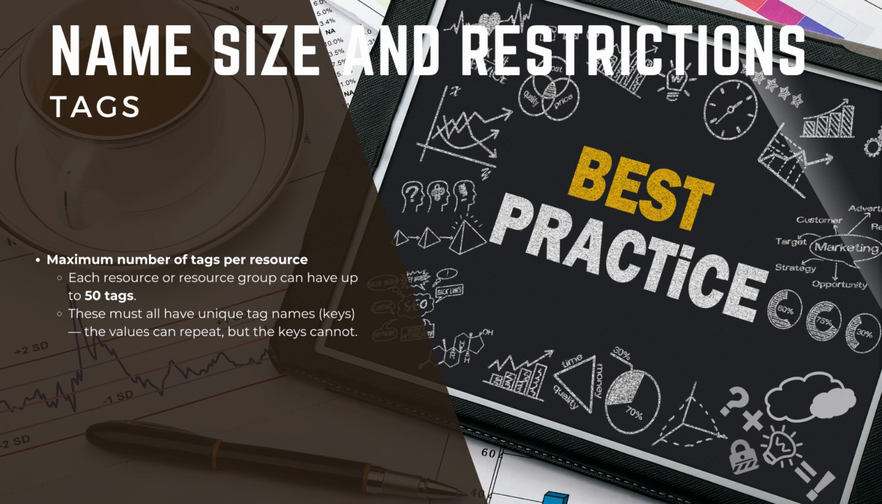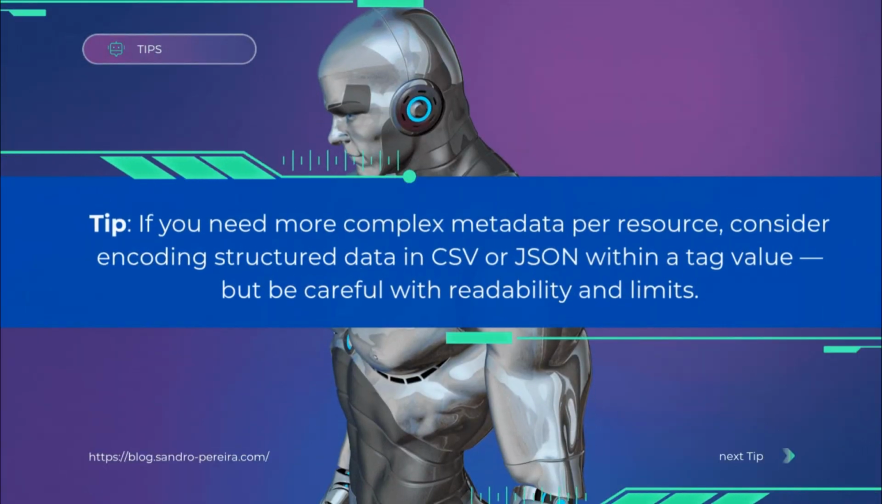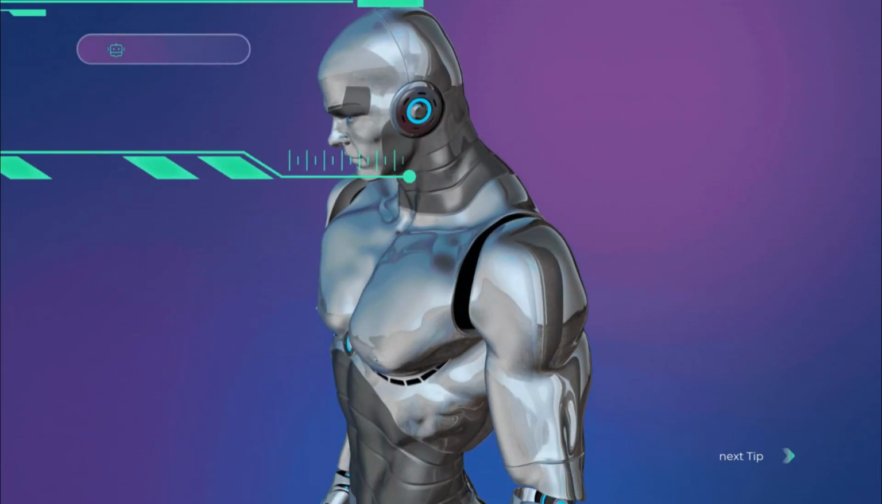Maximum number of tags per resource. Each resource or resource group can have up to 50 tags. These must all have unique tag names, keys. The values can repeat, but the keys cannot. Tip: if you need more complex metadata per resource, consider encoding structured data in CSV or JSON within a tag value. But be careful with readability and limits.